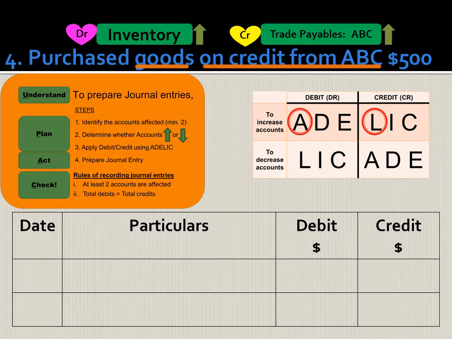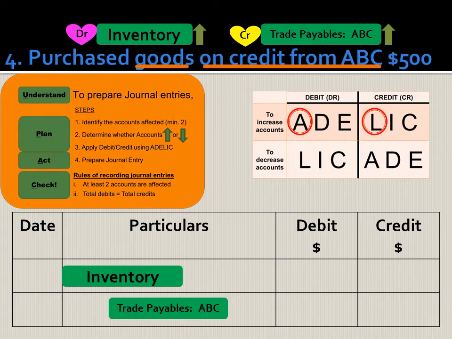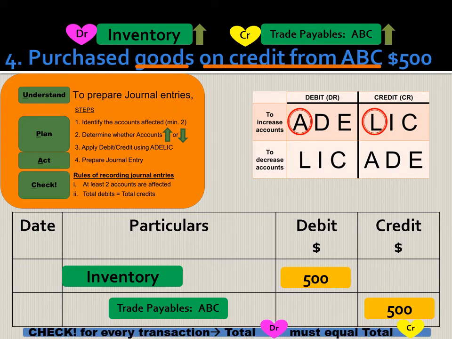Step 4. Prepare the journal entry by recording the debit entry first, followed by the credit entry. We would then place the amount in the respective columns. Finally, we would do a check to ensure that we have not violated the rules of recording journal entries.